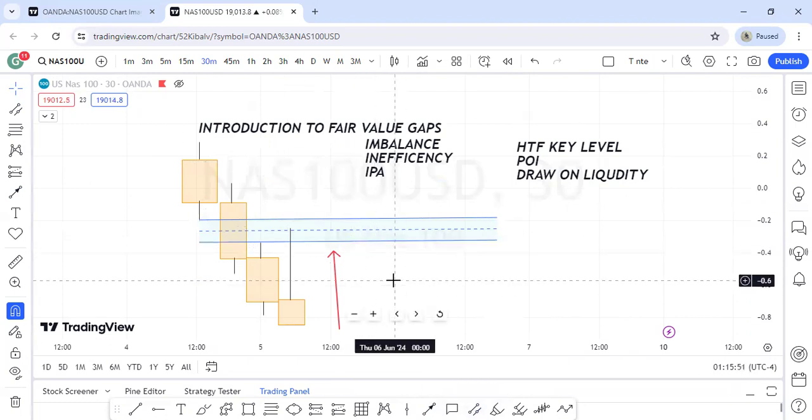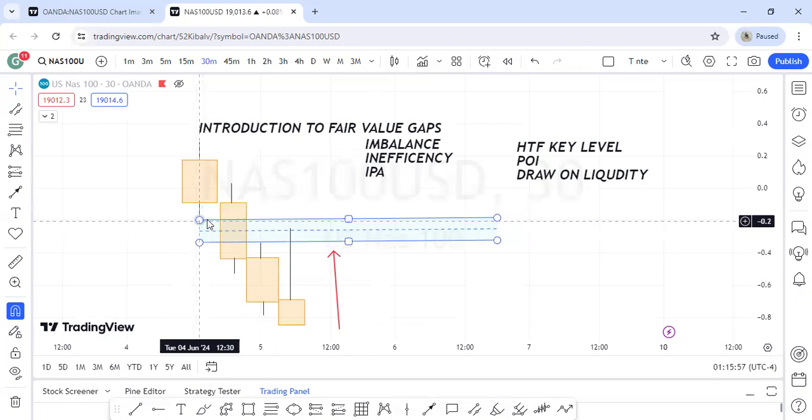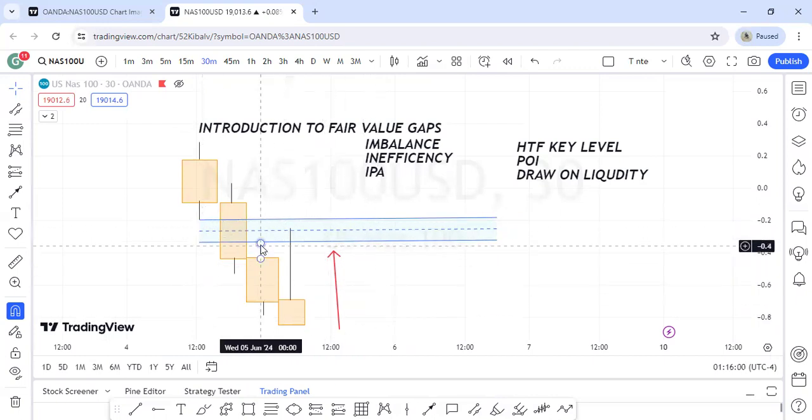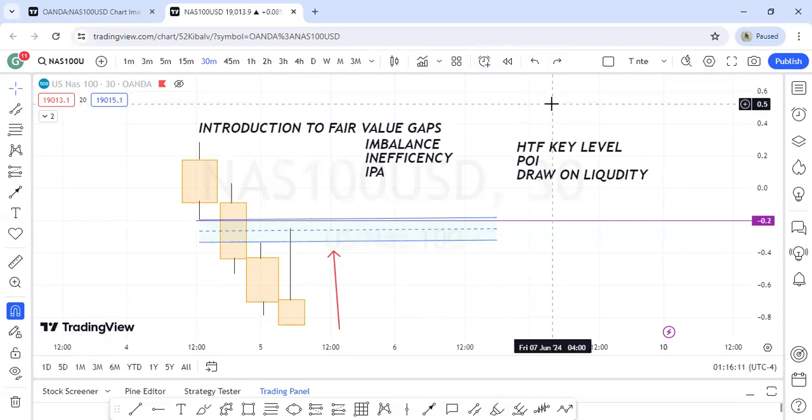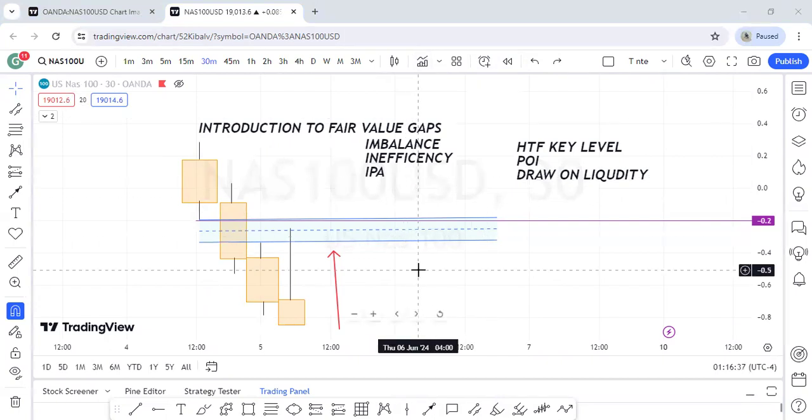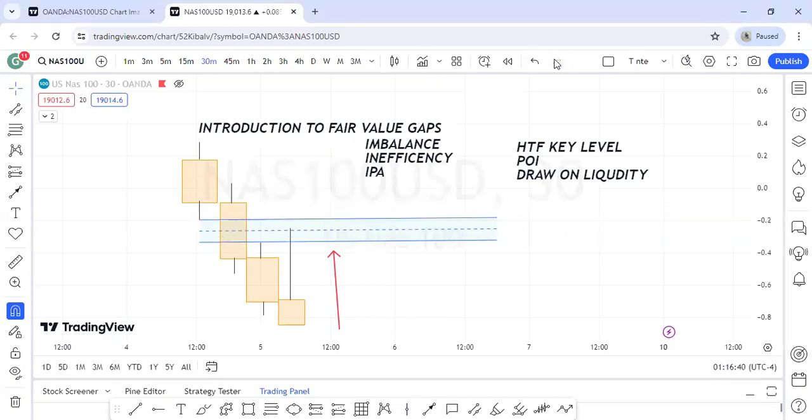Some people use boxes, like rectangle shapes, all those shape tools. But some people use lines too. So anyhow you do it is correct. If you want to use lines, like I did, you're correct. If you want to use this, you're still correct. However you choose to mark your imbalance, you're not far from being correct, all right? So that is how to do it. You can use it as a higher time frame key level, a point of interest, that means where you expect price to react from, or a key draw on liquidity.